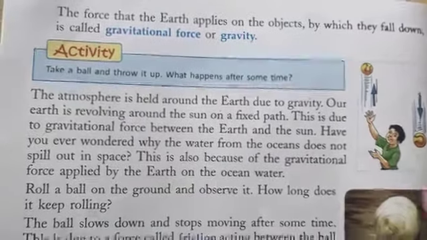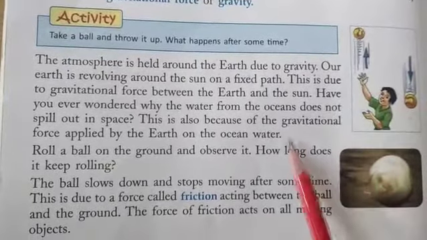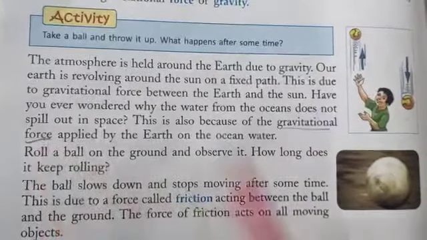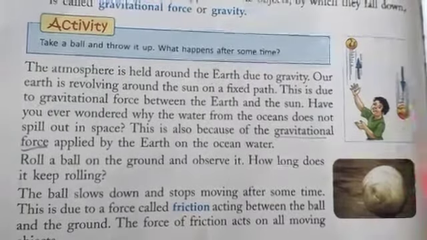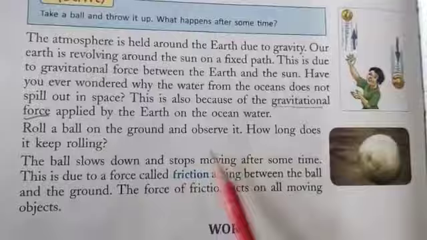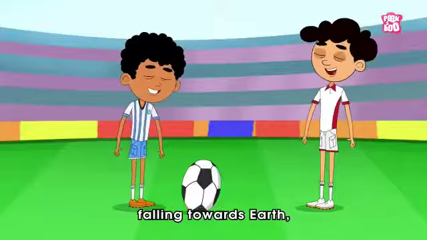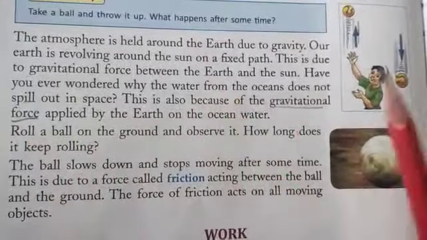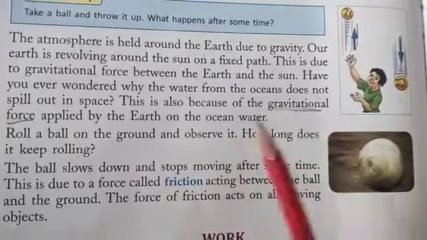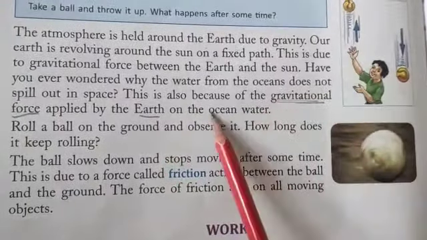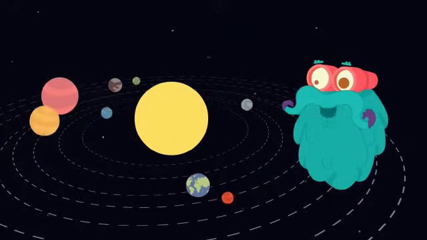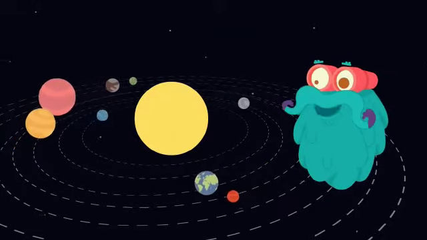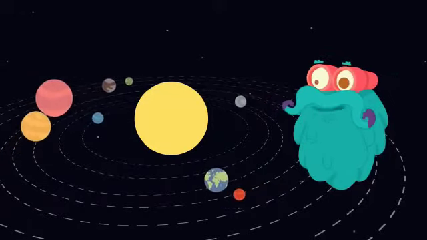And the force that the earth applies on the objects by which they fall down is called gravitational force or gravity. Means, what is gravitational force? The force of the earth that attracts all the objects towards itself. Let's understand with some more examples. If we throw a ball upwards, it comes down. And water in the oceans does not spill out. Why? All these happen due to the gravitational force applied by the earth on the ball and on the ocean water. And children, our earth is revolving around the sun on a fixed path. हमारी अर्थ सन के चारों तरफ एक फिक्स्ड पाथ पर मूव करती है and this is due to gravitational force between the earth and the sun.